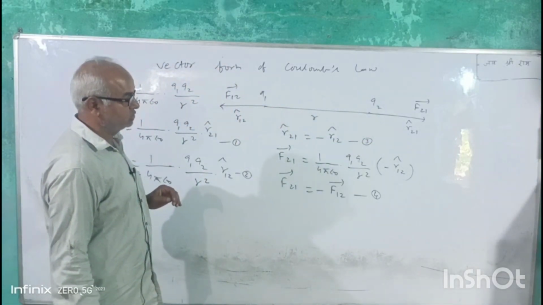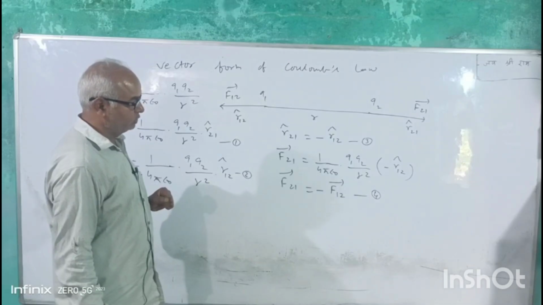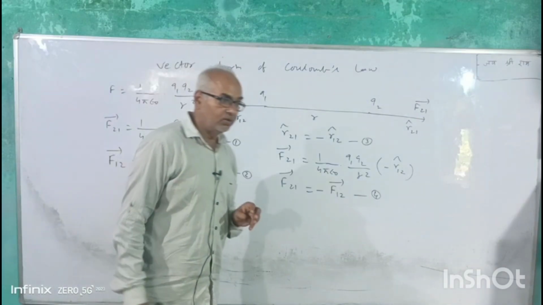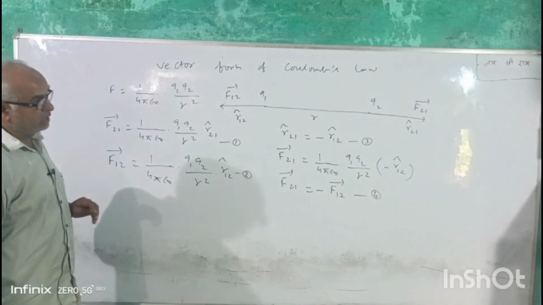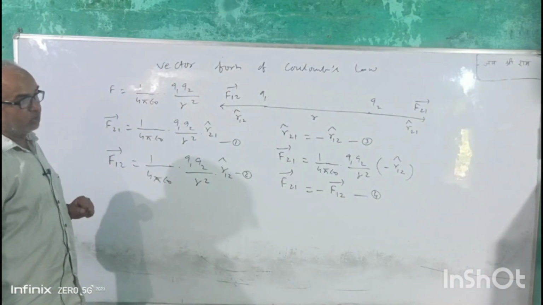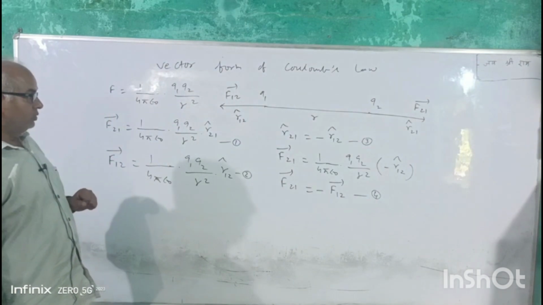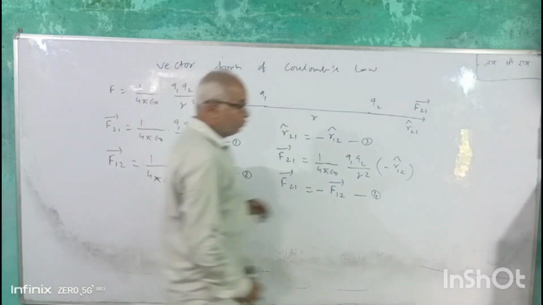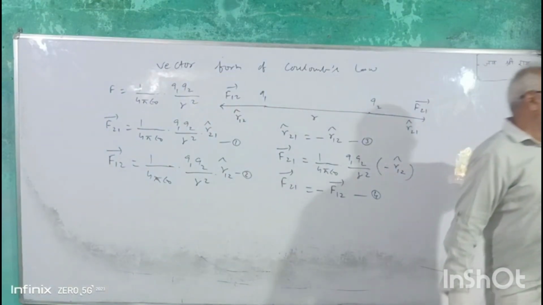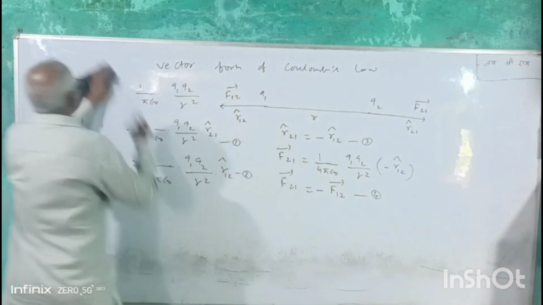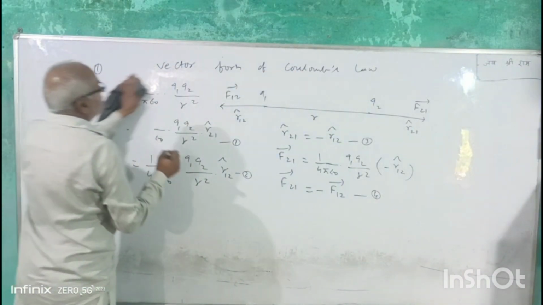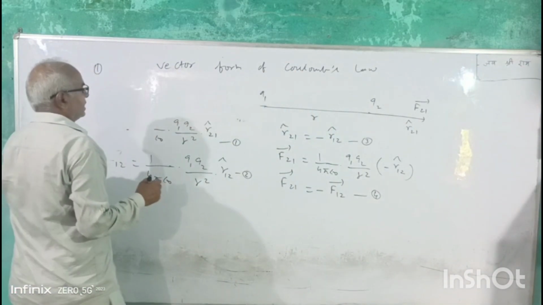These two forces are equal and opposite to each other. Now one question arises: what is the importance of Coulomb's law in vector form? The importance of Coulomb's law in vector form is, number 1, in vector form, Coulomb's law gives the direction of force.